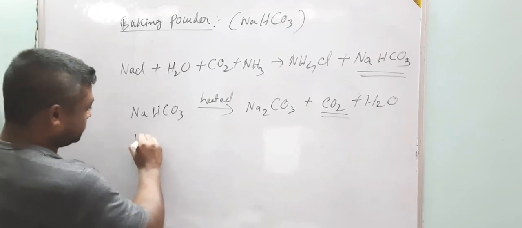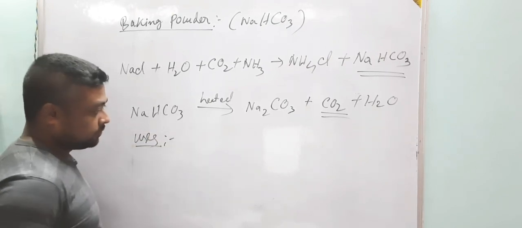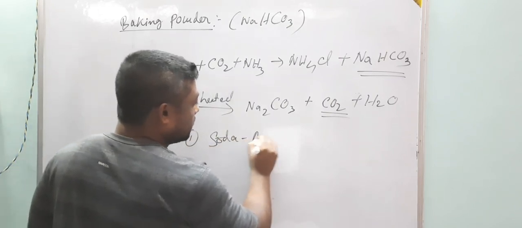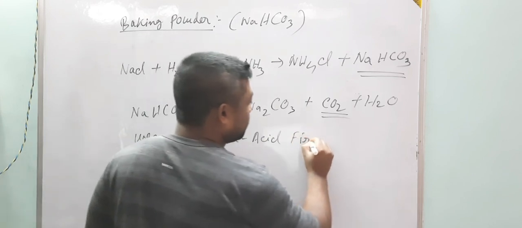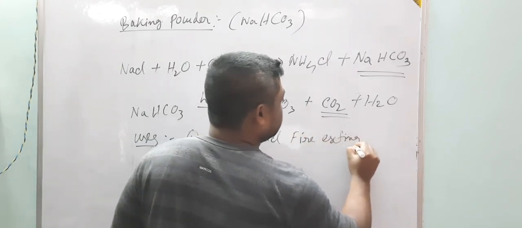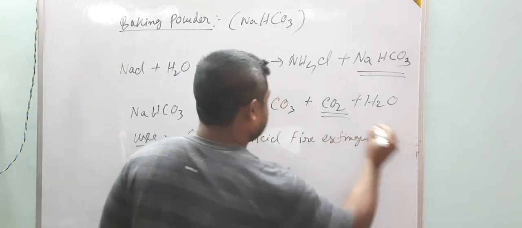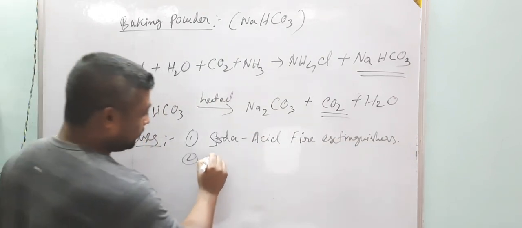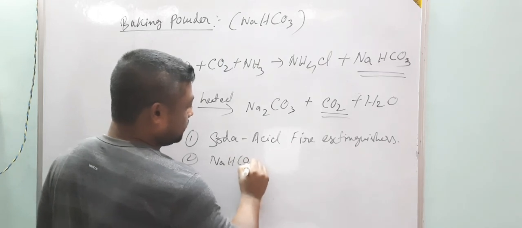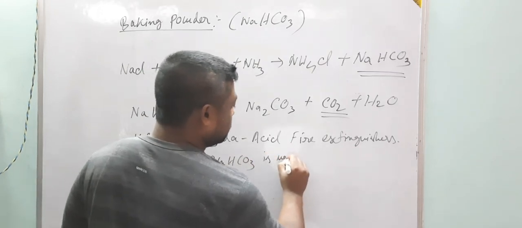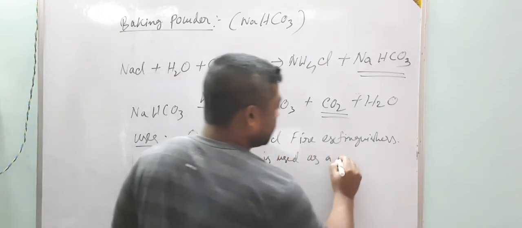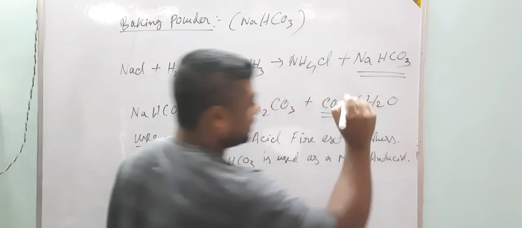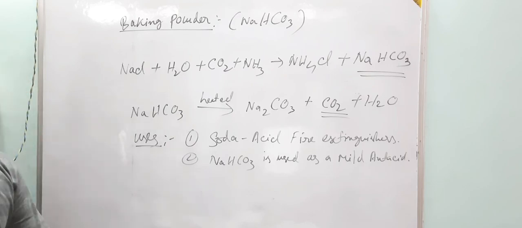Next, uses. What are the uses of baking powder? It is used in soda acid fire extinguishers. Number two, this sodium hydrogen carbonate, NaHCO3, is used as a mild antacid. We will discuss antacids later, and that's all about baking powder.